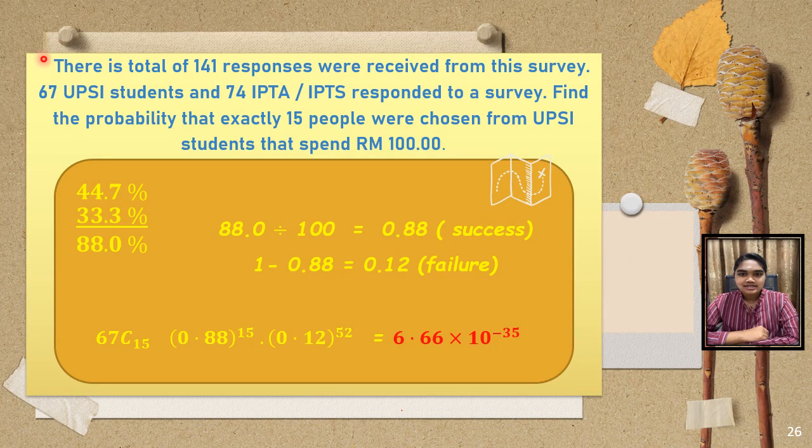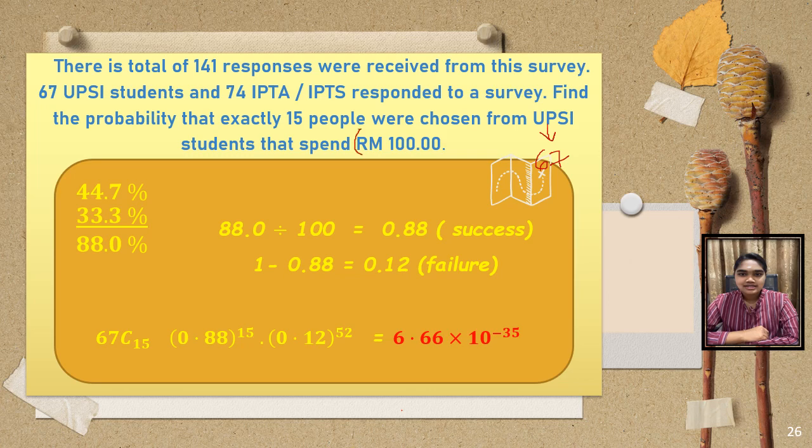With the help of chapter 5, I interpret this as a question. A total of 141 responses were received from this survey: 67 were UPSI and 74 were IPTA or IPTS. Find the probability that exactly 15 people were chosen from UPSI that spend RM100. The question asks only about UPSI students, so the UPSI students are 67 people.